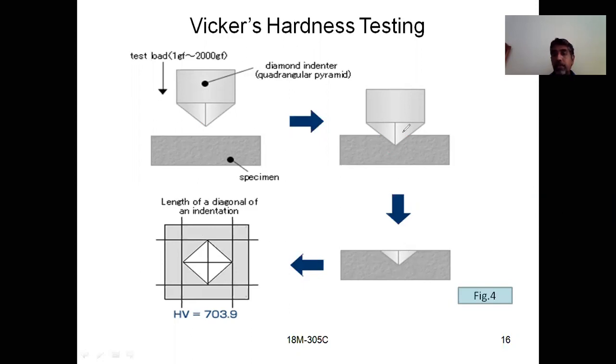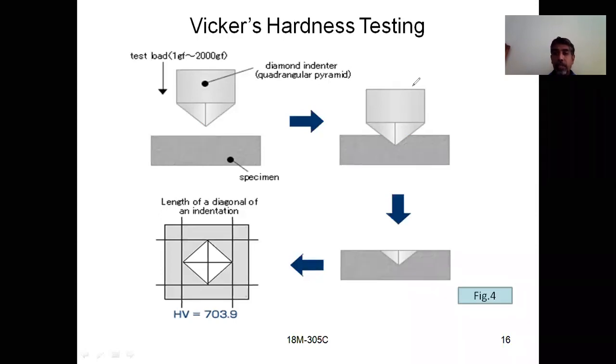So when you apply the force, what is happening? The indenter is penetrating into the material. Because of that, you are getting indentation. So this is the shape of the indentation from the top view, and this is the shape of the indentation from the front view. Okay, and based on that indentation, we will measure the pyramid hardness number. So how to find out the pyramid hardness number?